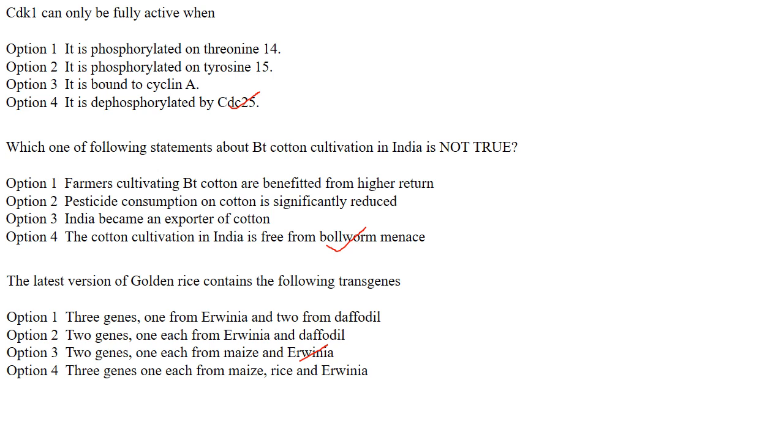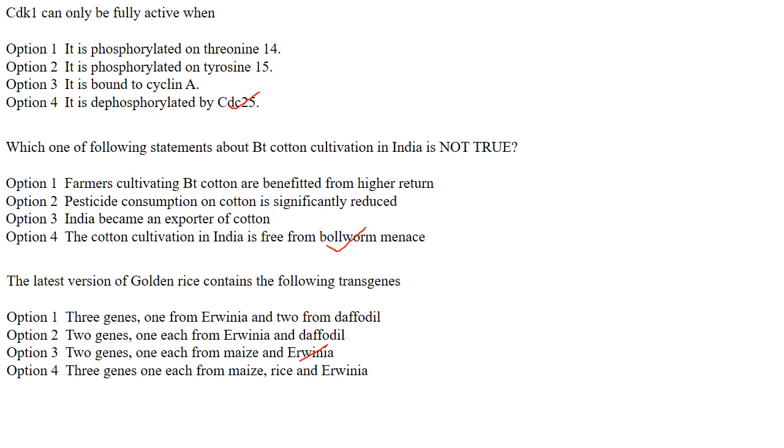Which one of the following statements about Bt cotton cultivation in India is not true? Farmers cultivating Bt cotton are benefited from higher return. Pesticide consumption on cotton is significantly reduced. India became an exporter of cotton. The cotton cultivation in India is free from bollworm menace. That is not true because even resistant bollworms have been detected, which are resistant to Bt cotton. So you cannot say that it is free from bollworm menace.